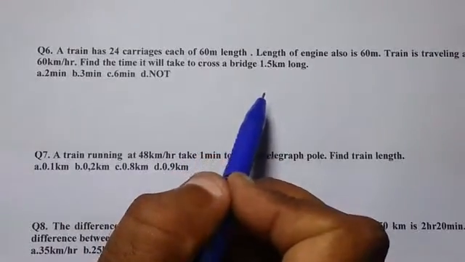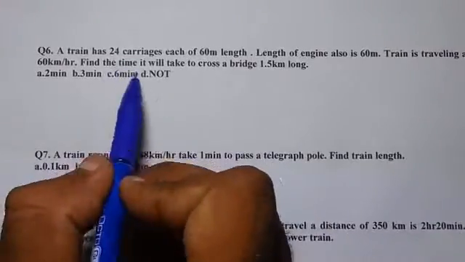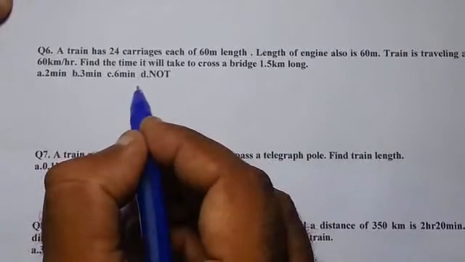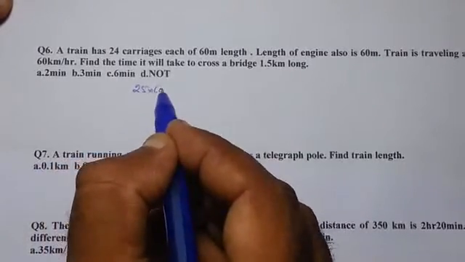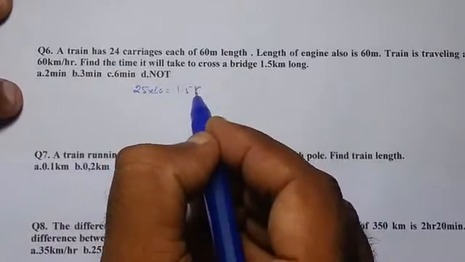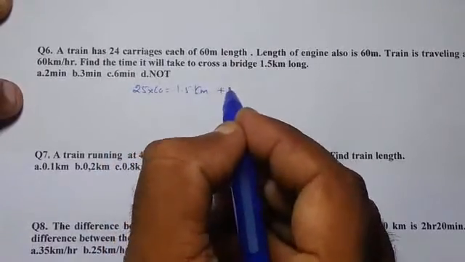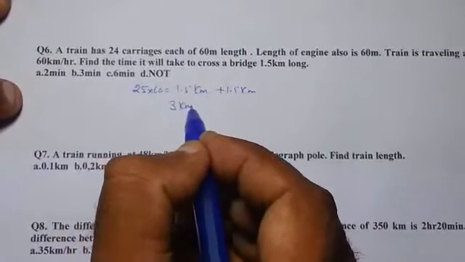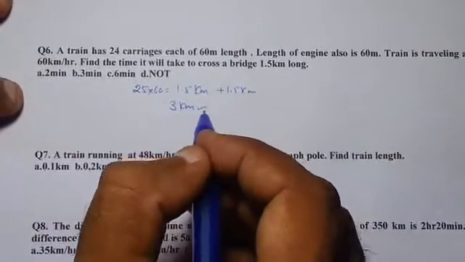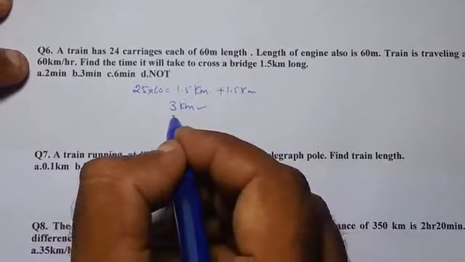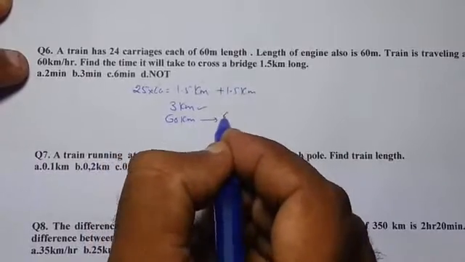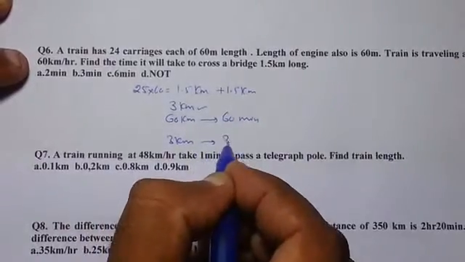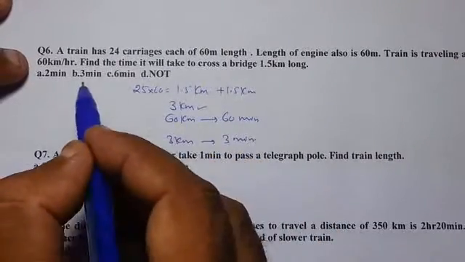Fine. So it will work like this. We have 24 carriages, each of 60 meter length, plus we have the engine also that is of 60 meters. So that means the total distance is 25 into 60, and that comes to 1.5 kilometers. Plus it has to cross a bridge of 1.5 kilometers. So in total it has to cover 3 kilometers. It's traveling at 60 km per hour. So that means 60 kilometers in 60 minutes. So 3 kilometers in how many minutes? 3 kilometers in 3 minutes. That's simple. So the answer is 3 minutes, right?